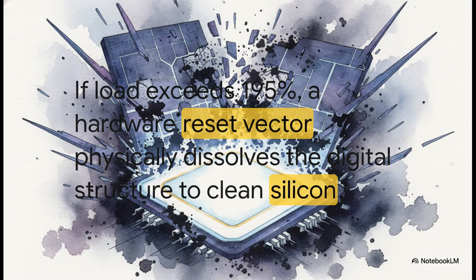The system constantly monitors its own integrity. If it detects any artificial loads or outside tracking noise breaching a 95% threshold, it triggers an automated script named dissolve_infra.sh. This executes a literal hardware reset vector that physically dissolves the temporary digital structure, instantly returning the phone back to clean, native silicon. It is pretty much the ultimate self-destruct vector for total privacy.